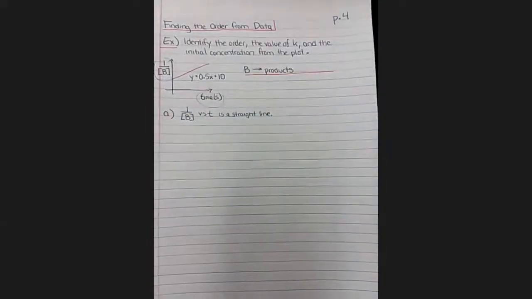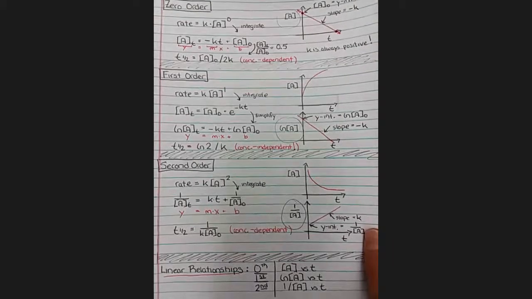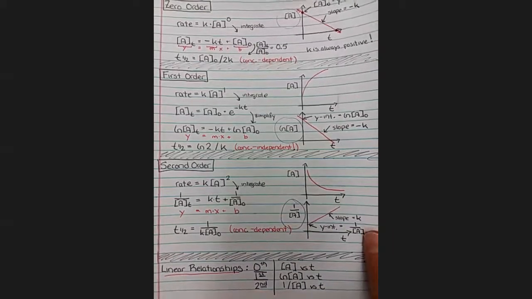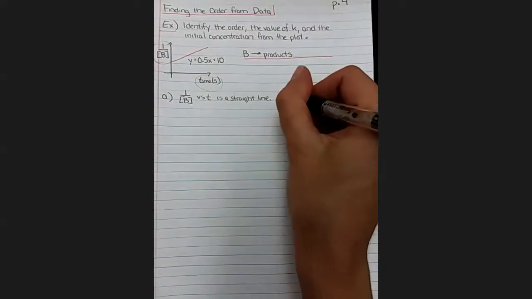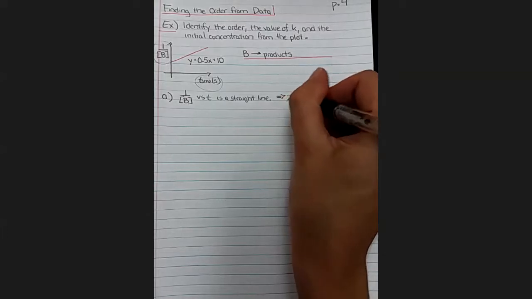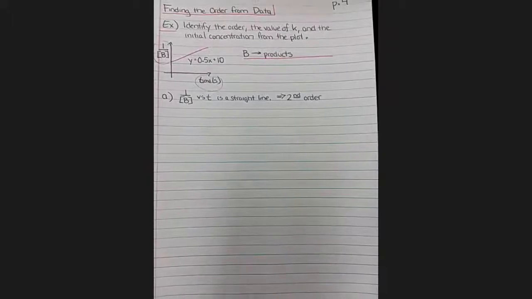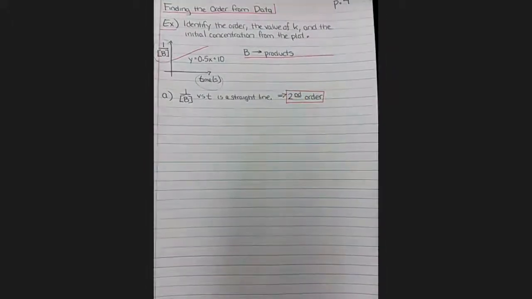We can look back at our notes, see what order that should correspond to. Here's our picture from the previous video. We said 1 over concentration versus time, linear relationship, should be a 2nd order. So this is going to be a 2nd order relationship. So far, so good.